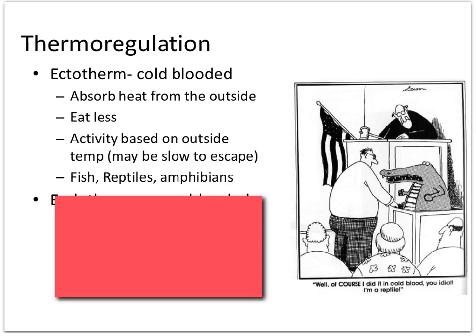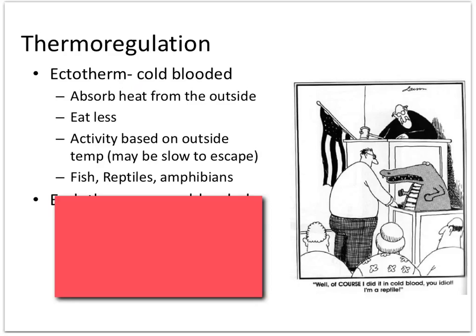The next thing we need to talk about when we talk about reptiles is their processes of thermoregulation, thermo being temperature and regulation control, so how they control their body temperature. Reptiles, as you probably know, are cold-blooded. The term for that is ectotherm, ecto meaning outside, therm meaning temperature. They absorb their body heat from the outside world, so their body temperature is based on the temperature of the outside environment.